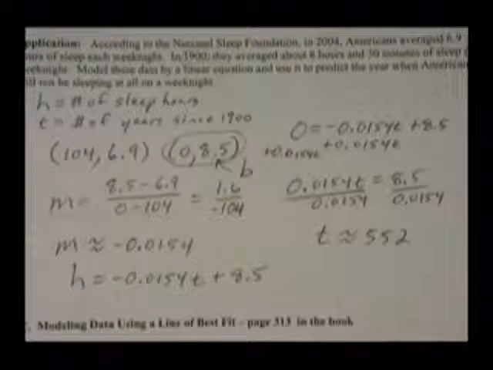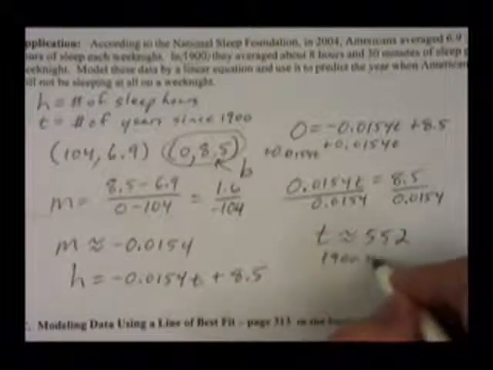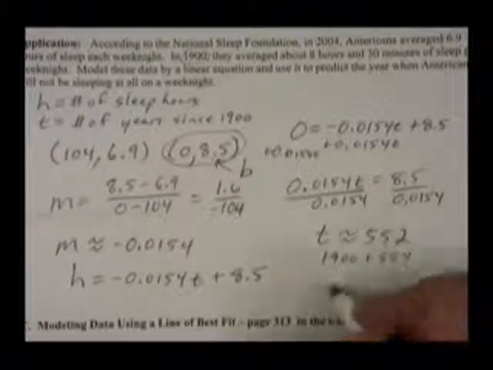Now please don't stop there, because what I asked for is the year. I didn't want to know what the t value was. I wanted to know the actual year. So to find the year, remember this is the number of years since 1900. So 1900 plus 552 gives me the year 2454. So the year 2454.